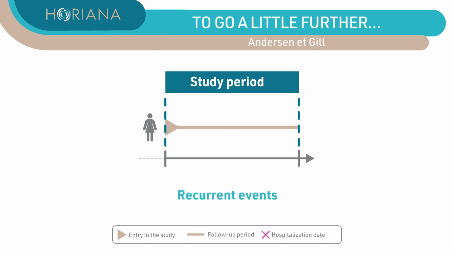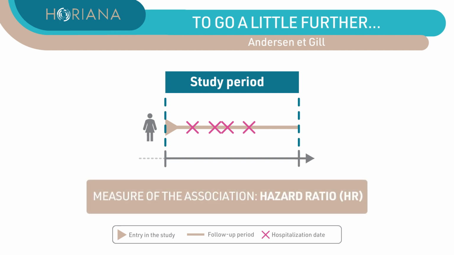In cardiology, we will be interested in all hospitalizations for heart failure. For this patient, we will thus take these 4 hospitalizations. One of the models that allow us to integrate the recurrence of the studied event is the Andersen and Gill model, which is an extension of the Cox model. The measure of association and its interpretation remain similar to the previous hazard ratio.